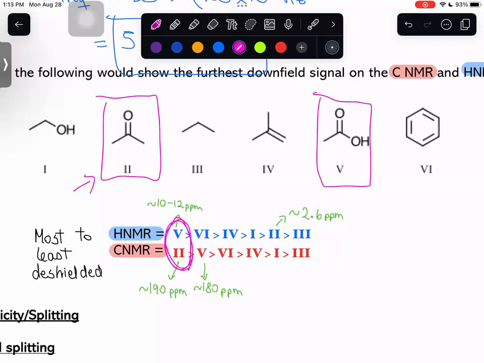9 to 12 is your range for aldehydes. That's for HNMR. What about CNMR? What's the approximate chemical shift? 190, exactly.